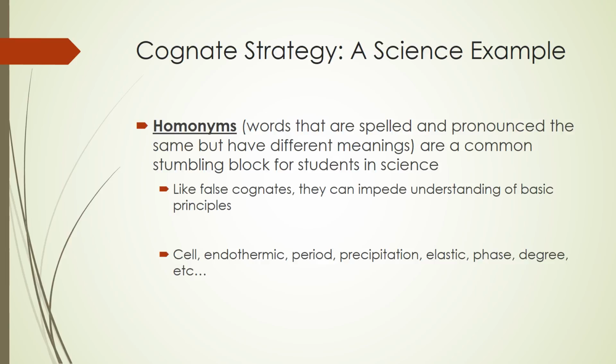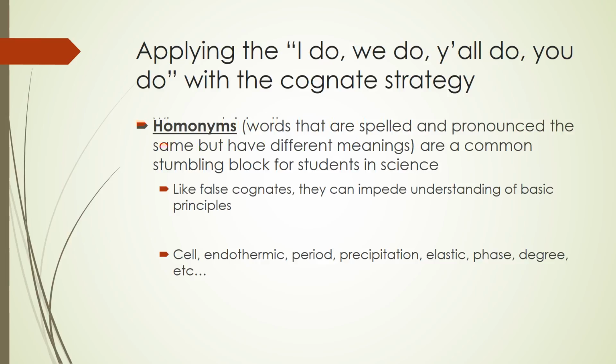Some examples in science are cell, endothermic, period, precipitation, elastic, phase, degree, etc. Period in particular has like 4 different definitions, but it's spelled and pronounced the same way, and I can imagine that would be frustrating for someone new to English learning science.